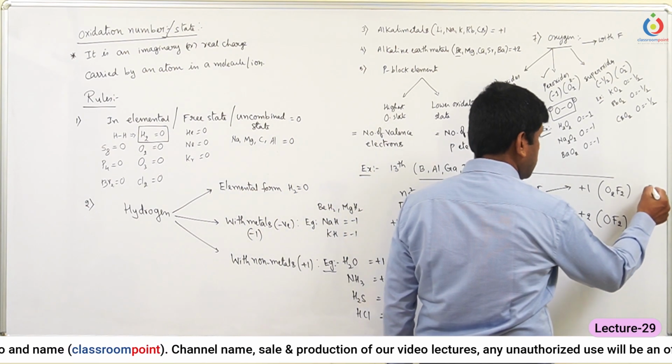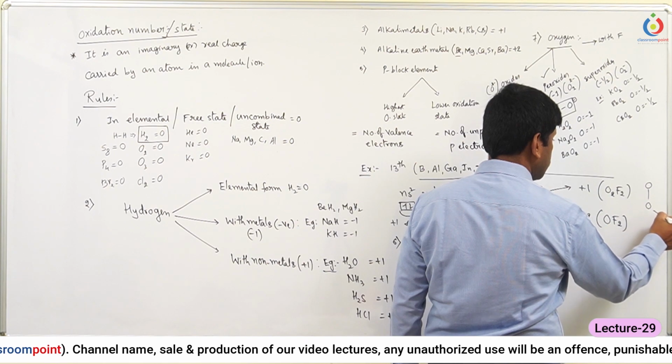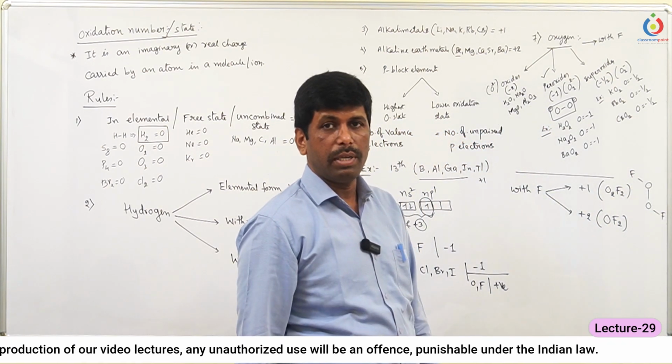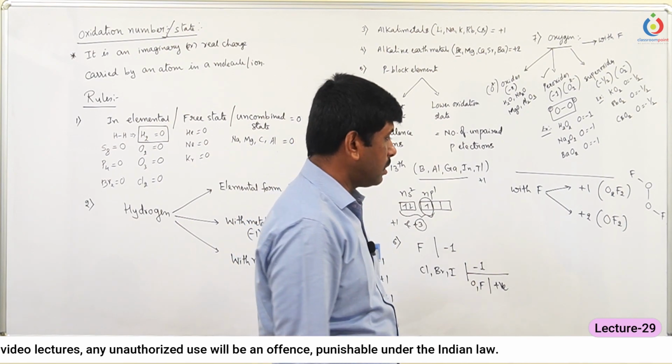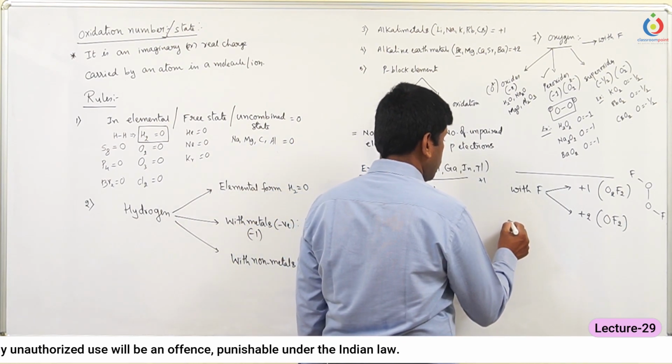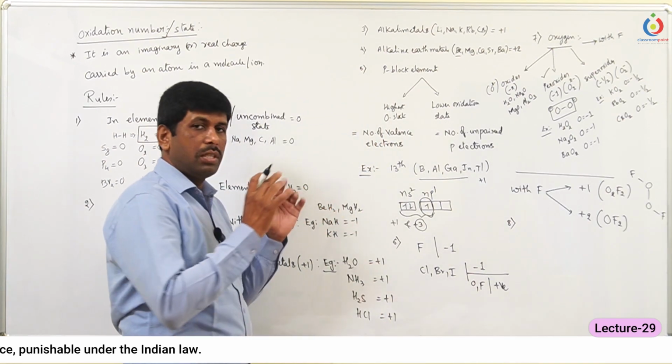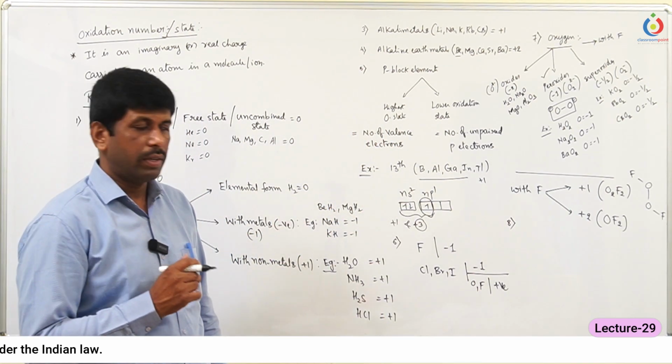So in peroxides, the peroxy bond is present. Here, oxygen in O2F2 is exhibiting the +1 oxidation state. Let us see another rule. What happens if molecules are not given but ions are given?